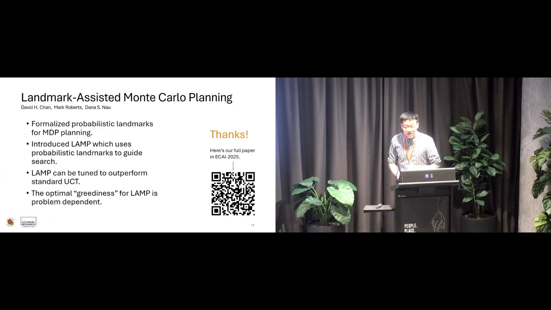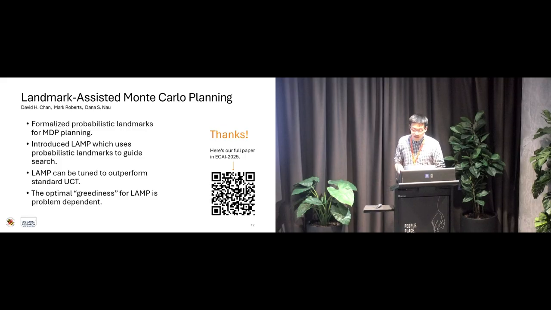Okay. To conclude, our work makes several key contributions. We formalized probabilistic landmarks for MDP planning and then provided a method for generating them via determinization. We introduced LAMP, which is an algorithm that uses these landmarks within a Monte Carlo search framework to decompose problems and guide search. Our experiments show that a balanced policy in LAMP that's tuned with this alpha parameter can significantly outperform UCT, especially in large domains or any time settings where planning time is limited.